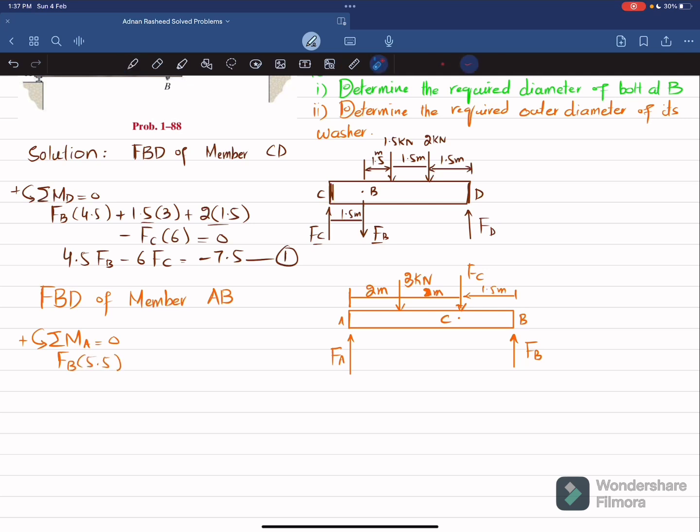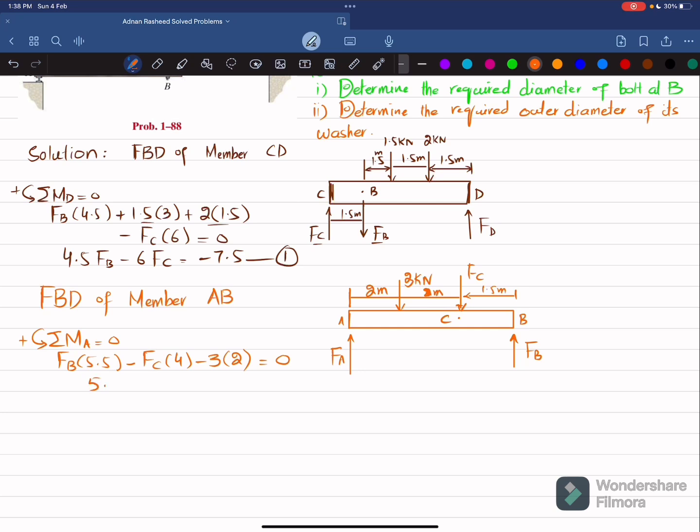Clear? The second moment is produced due to this FC and perpendicular distance is 4. This is 2 and this is 2. So it will be 4 meter and it is producing clockwise moment, so it will be negative. So I will write minus FC multiplied by 4. The third moment will be produced due to 3 kilonewton load and perpendicular distance is 2, and this is producing clockwise, so it will also be negative. So I will write minus 3 into 2. And the sum of all moments about point A must be equal to 0.